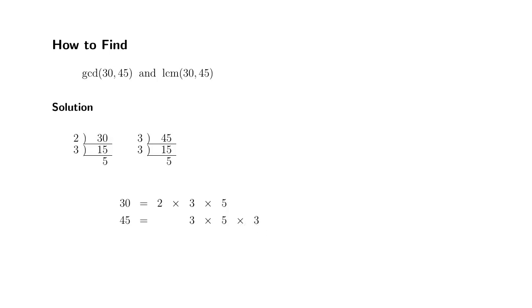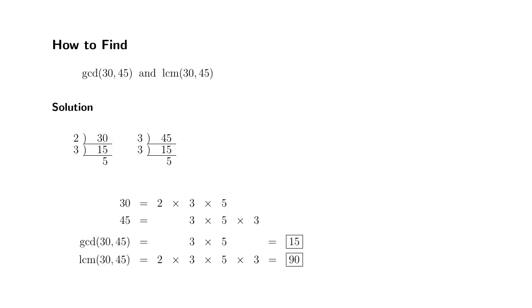Right? So to find the greatest common divisor, all you have to do is multiply the common prime factors. So in this case, 3 and 5 together, you get 15. And to find the least common multiple, all you have to do is multiply all 4 numbers, 2 times 3 times 5 times 3, you get 90.